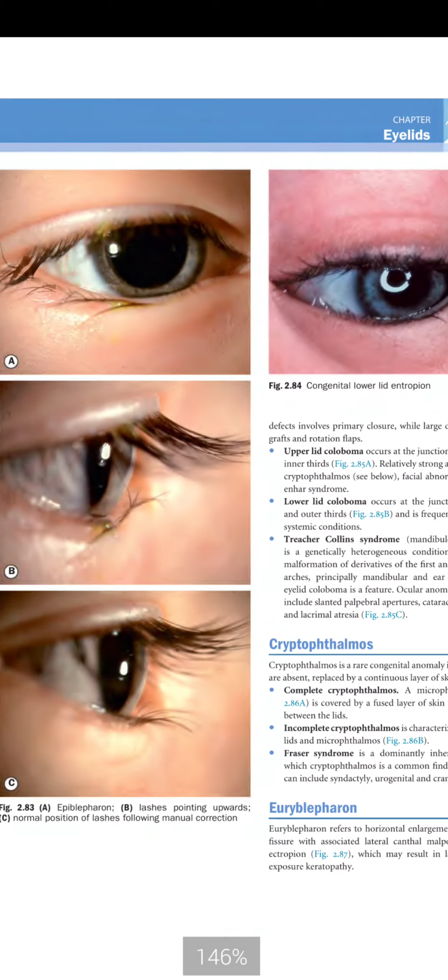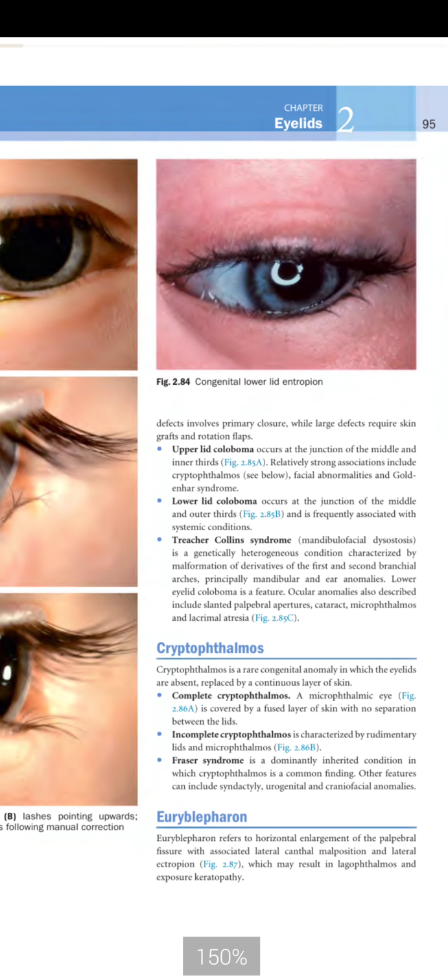The treatment of a small defect involves primary closure, while a large defect may require a skin graft and rotation flap.